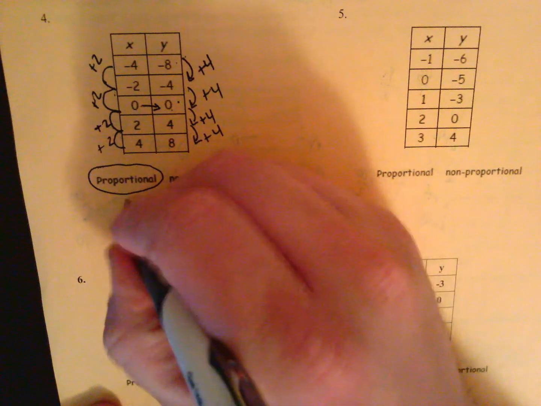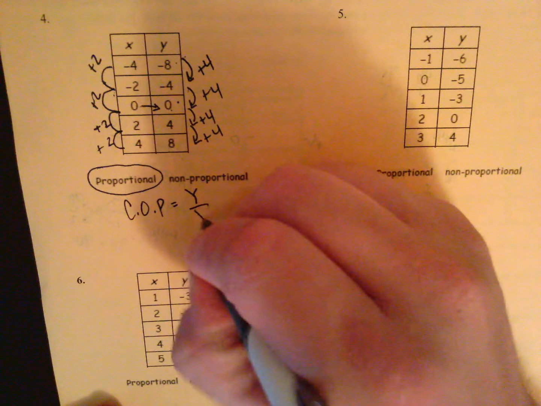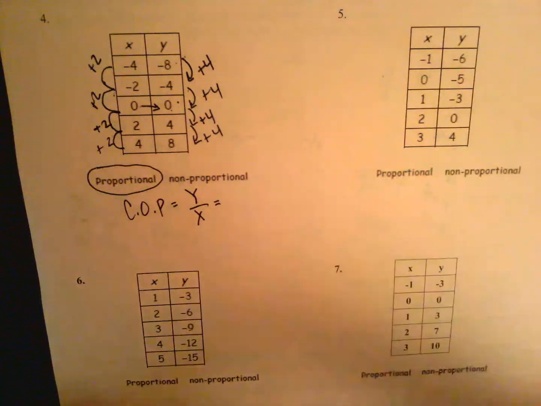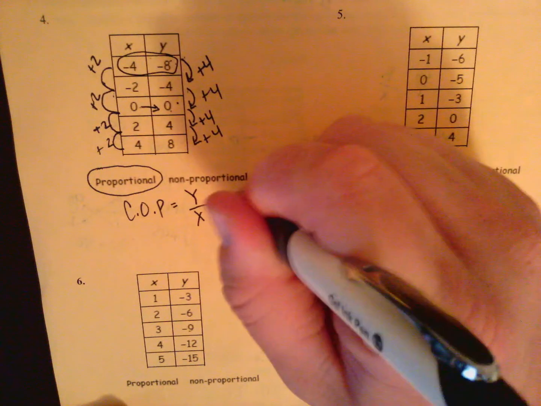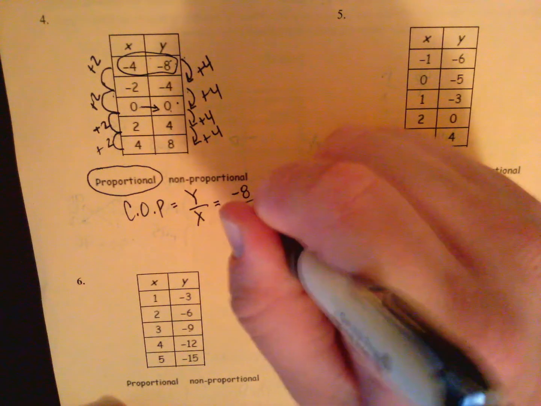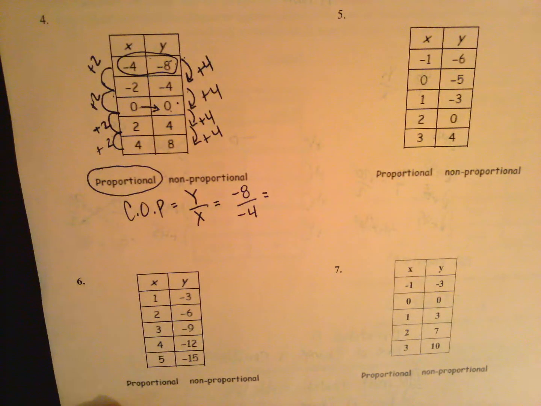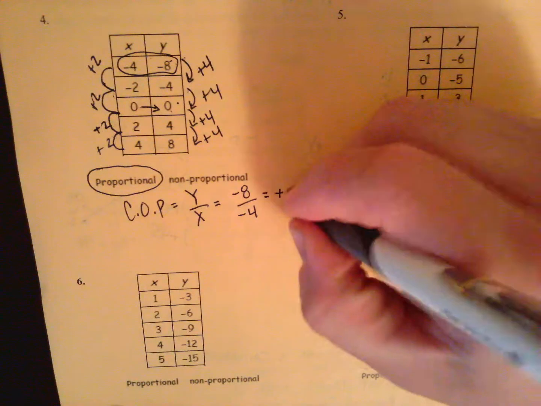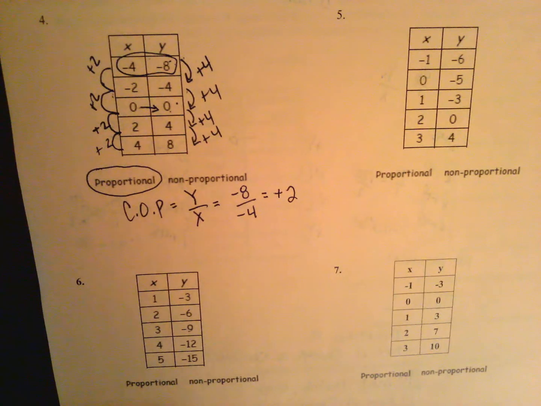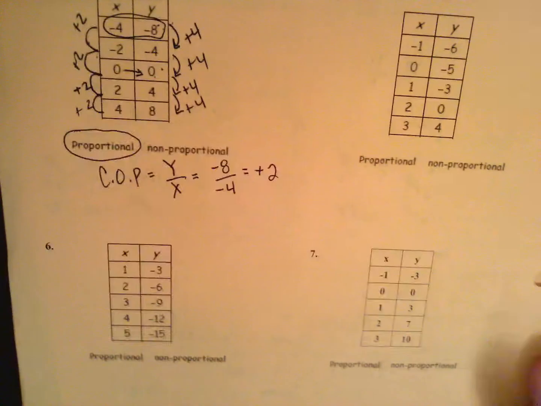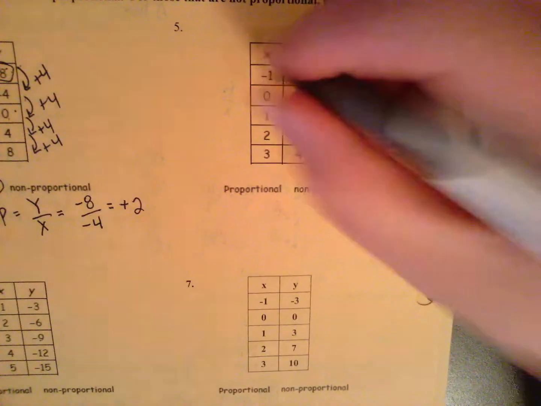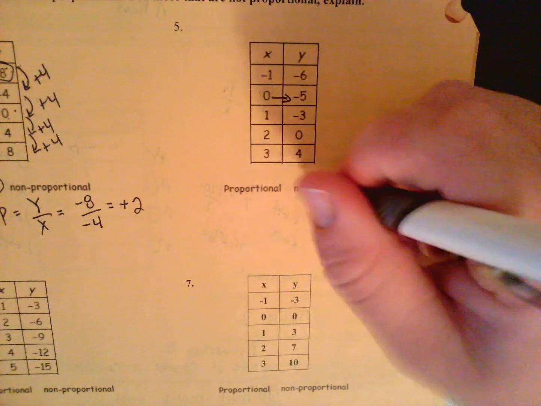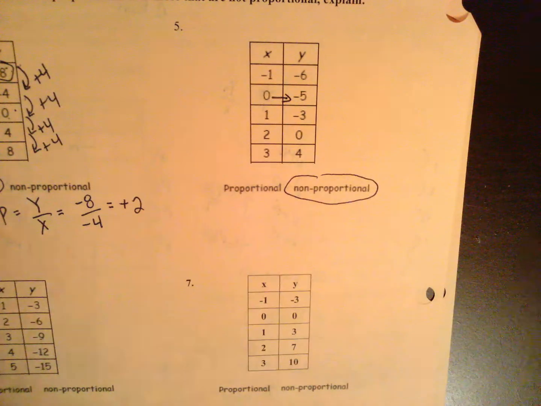And since it's proportional, I gotta find my COP. This is my y over my x. Now it could be the change or it could be a point. And so if I use the first point, it gives me a -8 divided by -4. Negative divided by negative gives me a positive. 8 divided by 4 is 2. Number 5. Does 0 match with 0? Well, no. So automatically I can say that this is non-proportional.